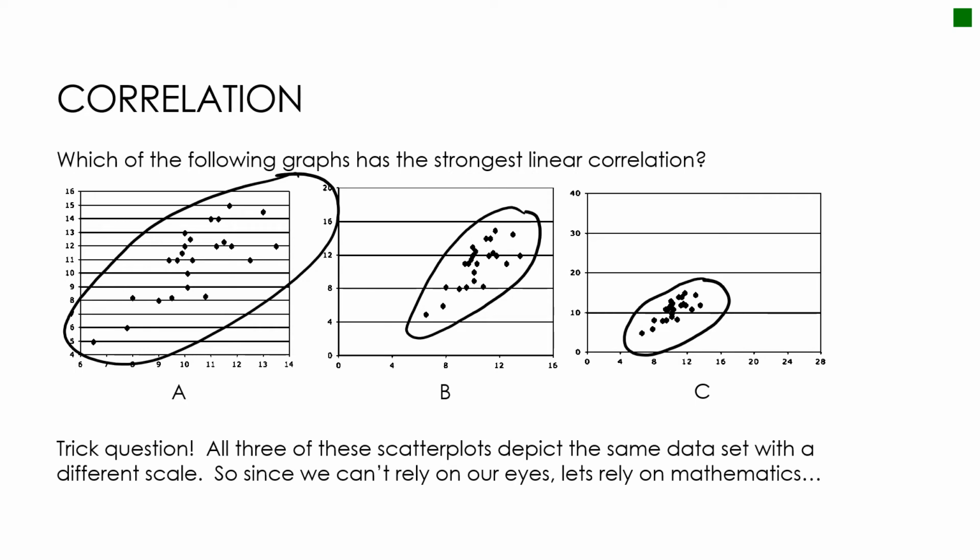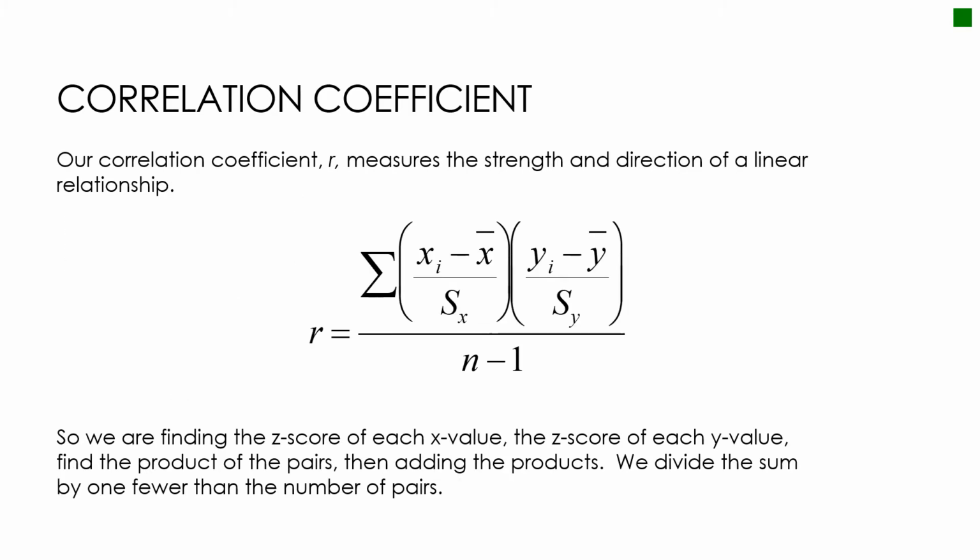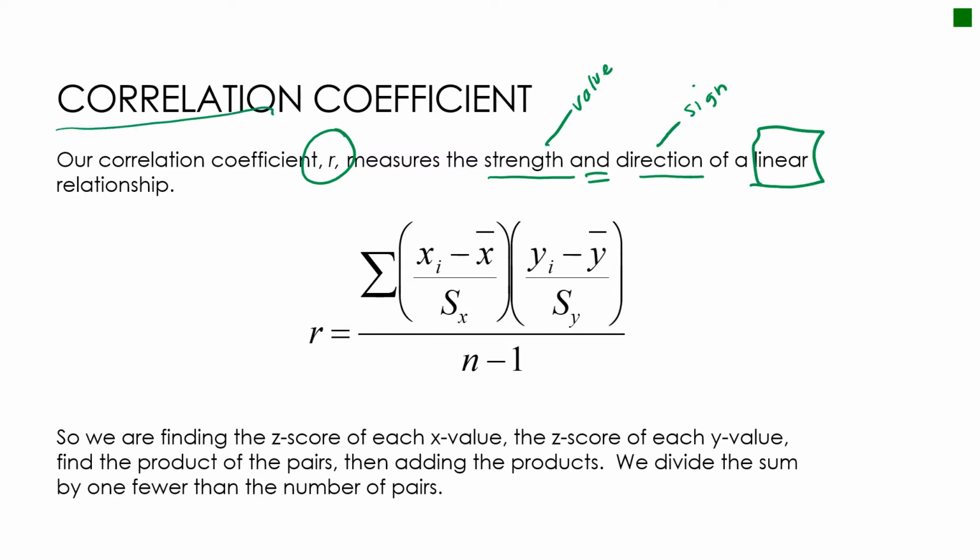So obviously, instead of just relying on our visuals, we want to be able to rely on mathematics. So we want to find what is called the correlation coefficient, which is R. R is a measurement of both strength and direction, so strength based on the value and direction based on the sign of a linear relationship. Whenever I'm talking about correlation, I'm talking specifically about a linear relationship.